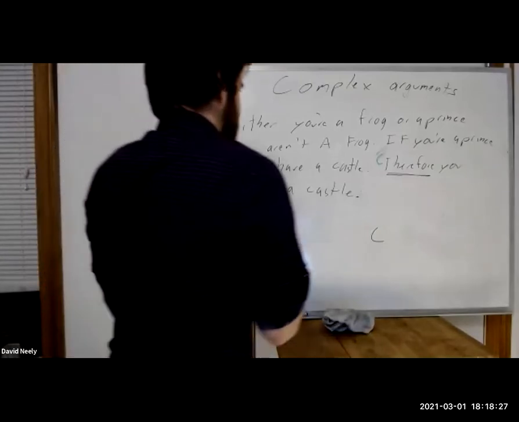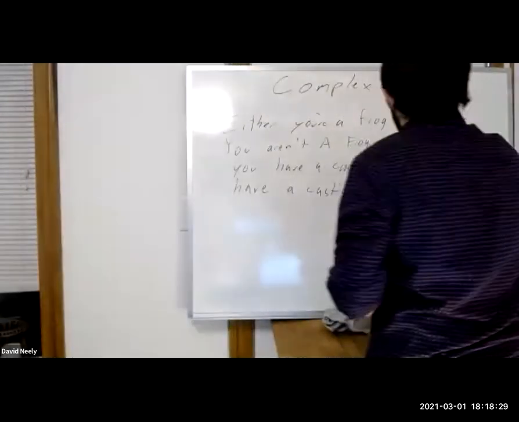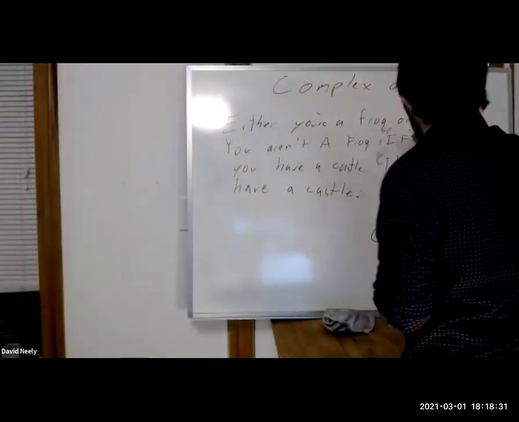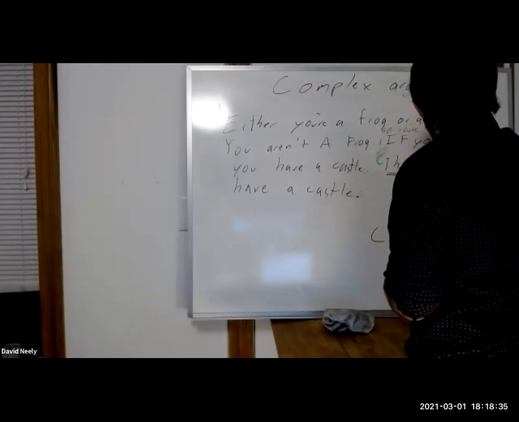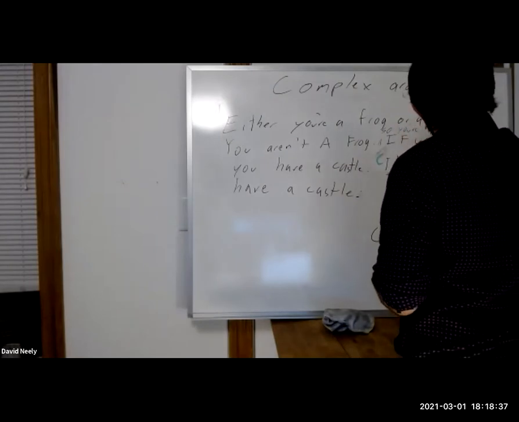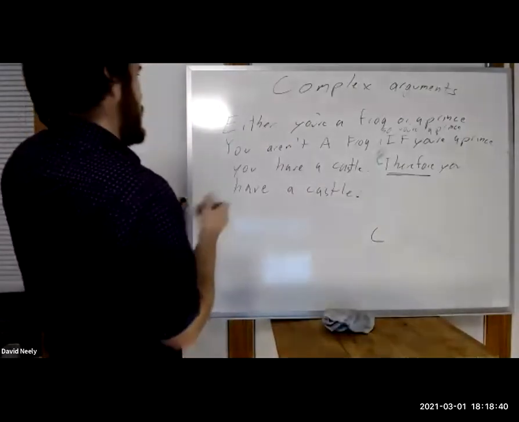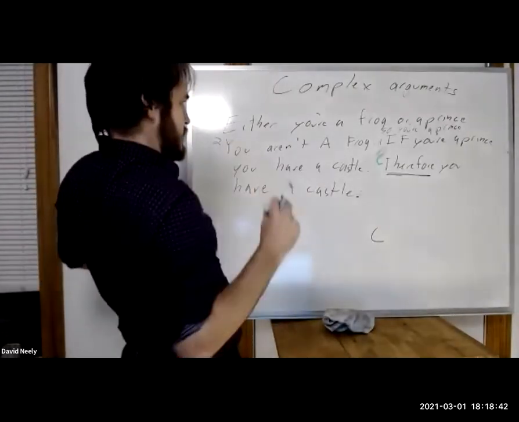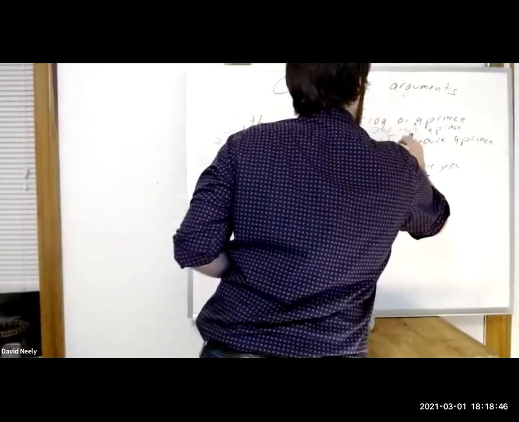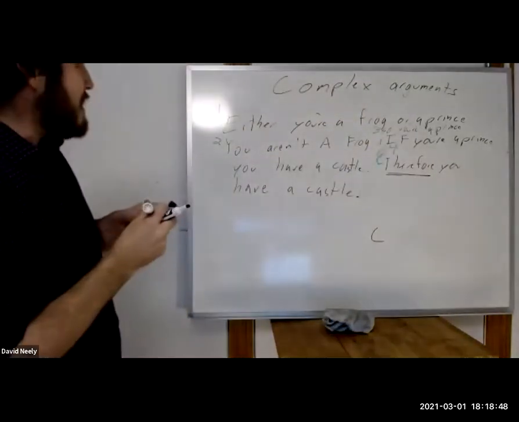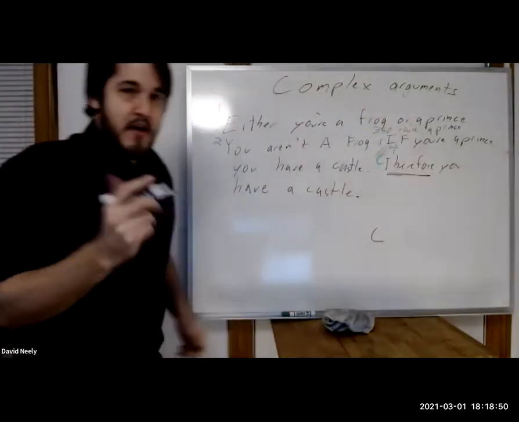Actually, I forgot to include a sentence. I kind of left it implied. So, you're a prince. All right, so there's 1. Here's 2, you aren't a frog. 3, so you're a prince. 4, if you're a prince, you have a castle. So we now have 4 other sentences.